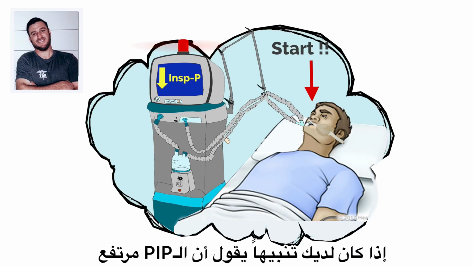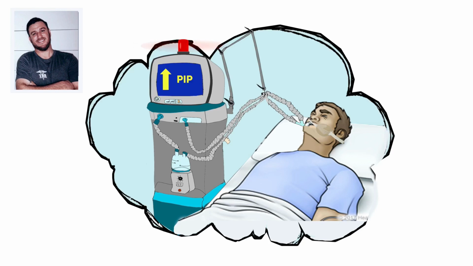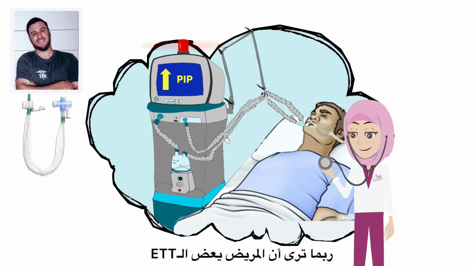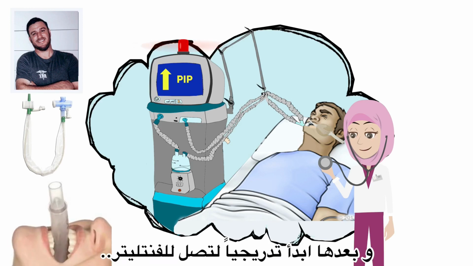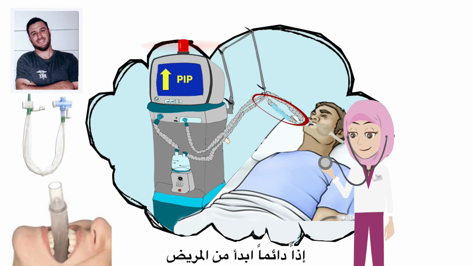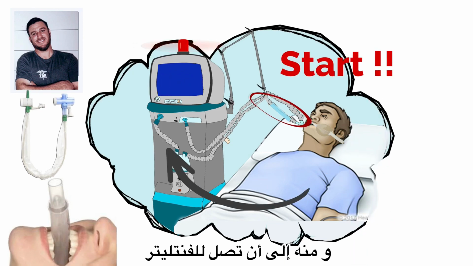Okay? If you're getting an alarm that says high peak pressure, again, start at the patient. Look at your patient. Take your stethoscope and auscultate them. Do you hear a bunch of coarse crackles? Maybe they need to be suctioned. Maybe you see the patient biting on the endotracheal tube, and then work back from there. Maybe there's a bunch of water in the circuit. So always start at the patient and always work back.